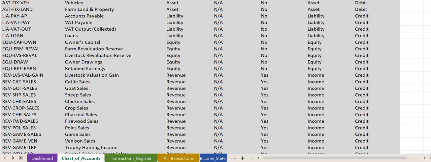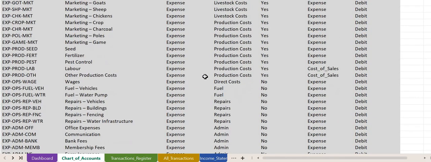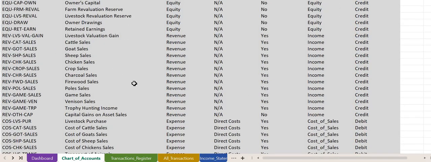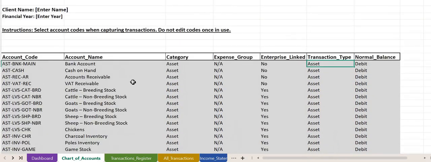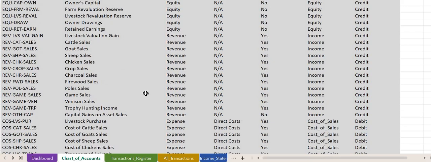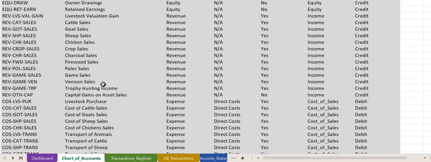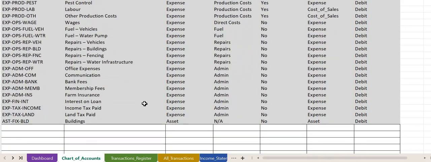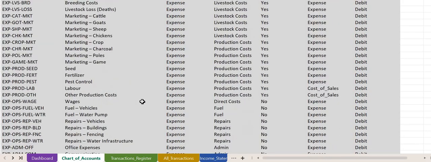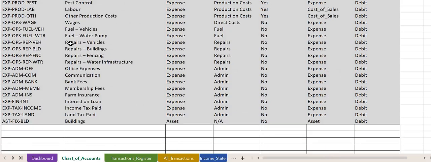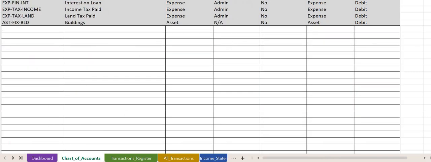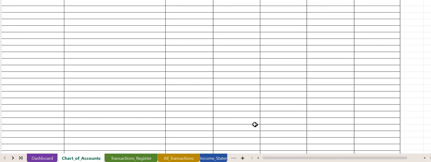So these in gray are already pre-entered and preset. You cannot really change them. We have looked at the most suitable account names or account types for the farming industry. But should your particular case have other account types that we have not included, feel free to add them in here, for as long as you add them within the bordered cells.